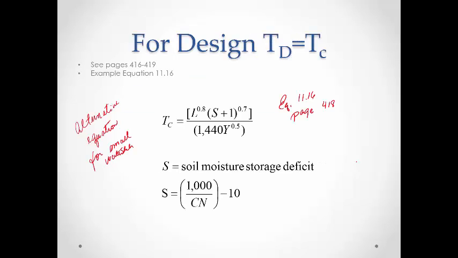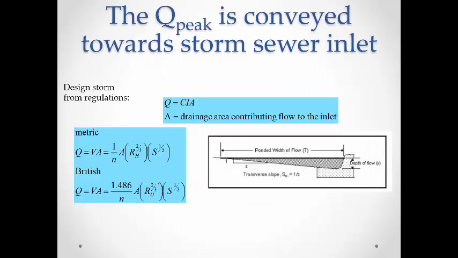This is a review. We can calculate the time of concentration using, for example, the SCS method. This is one of the equations that we looked at, which is a good equation to use whenever you have small watersheds. So this is your peak flow that needs to be conveyed into a stormwater inlet using the rational method.